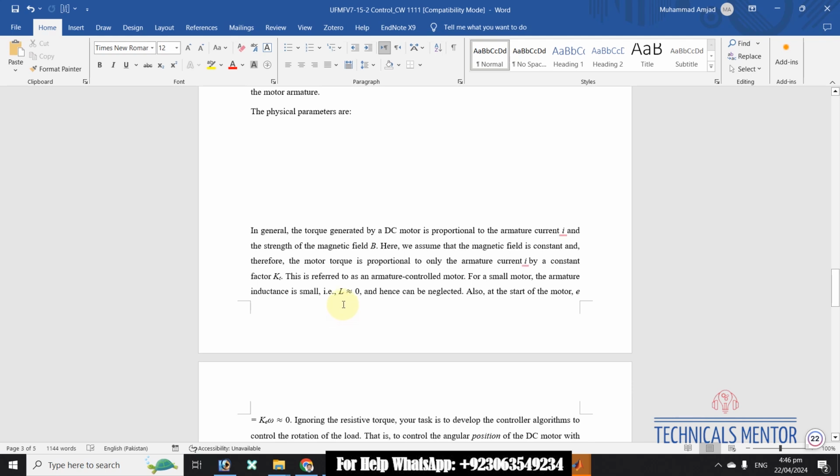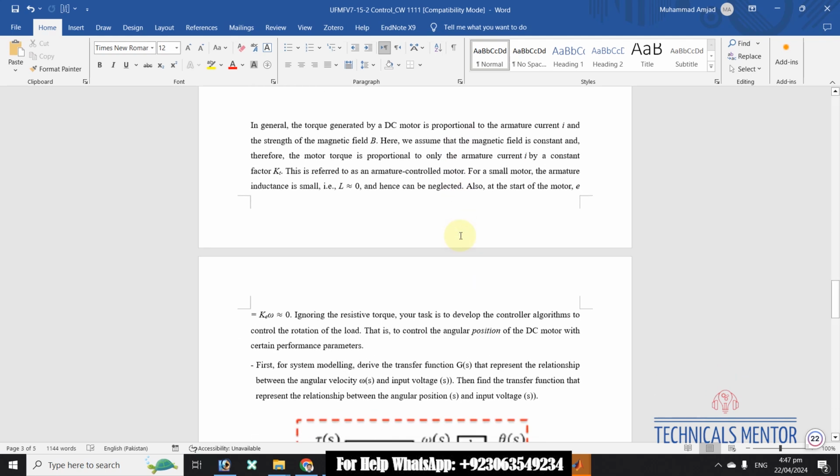In general, the torque generated by a DC motor is proportional to the armature current I and the strength of the magnetic field B. Here we assume that the magnetic field is constant and therefore the motor torque is proportional to only the armature current I by a constant factor KT. This is referred to as an armature controlled motor. For a small motor, the armature inductance is small, L is approximately equal to 0, and hence can be neglected. Also, at the start of the motor, E is approximately 0, ignoring the resistive torque.